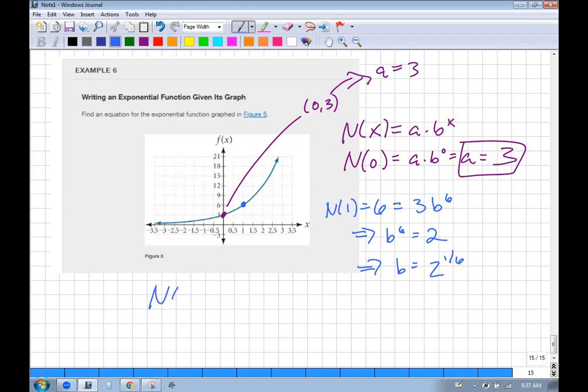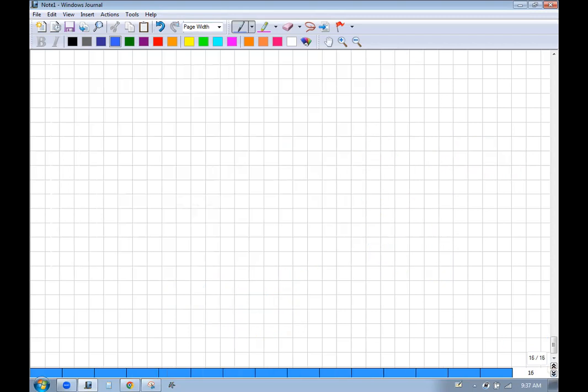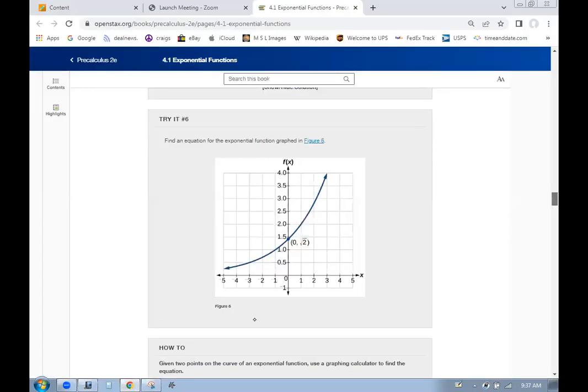So that tells us n of x, a is 3, b is 2, so n of x equals 3 times 2 to the x. Okay. So you just need 2 points, right? The convenient one is right here at n of 1. You can find out what that output is. Okay. So it's not too hard. Let's look at another one here.